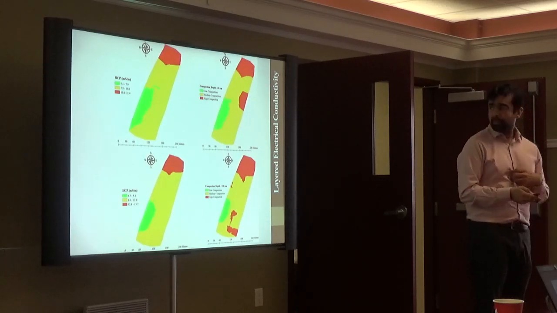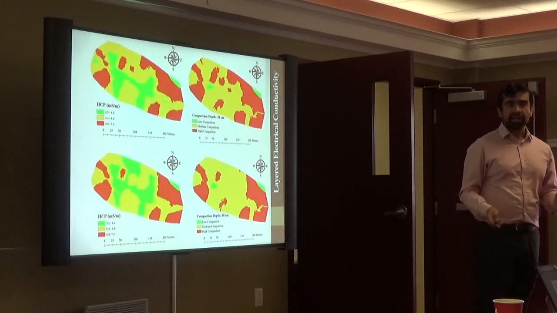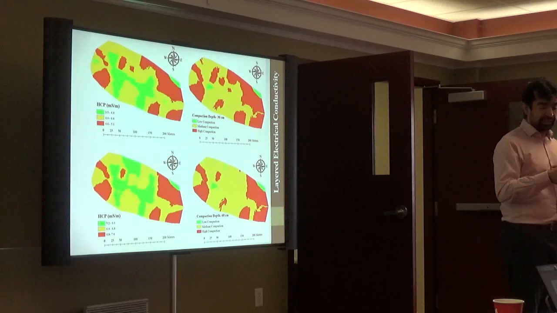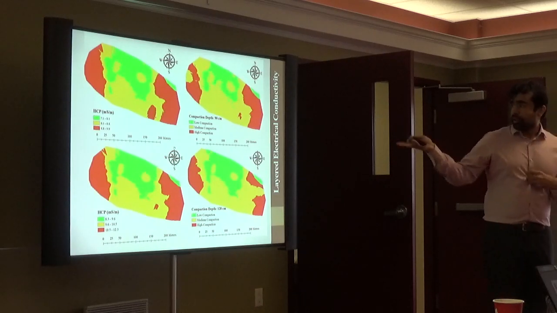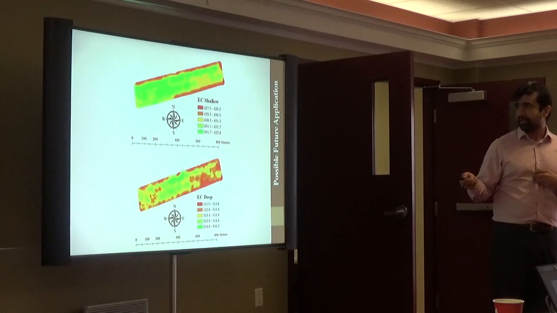Another field to look at the compaction, same sort of strategy. Compaction was variable, like any other agriculture property. So again, some more maps on the compaction, and a few more on conductivity.